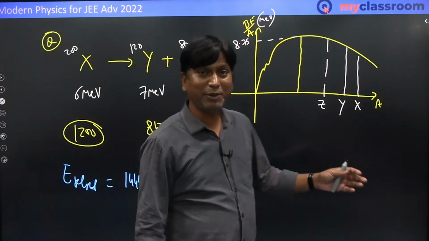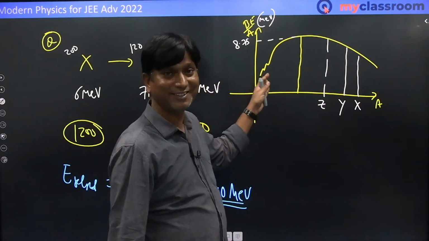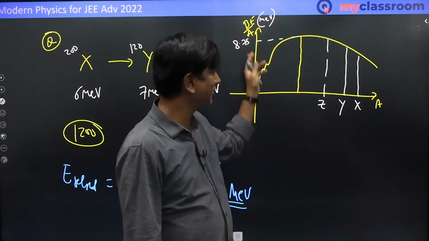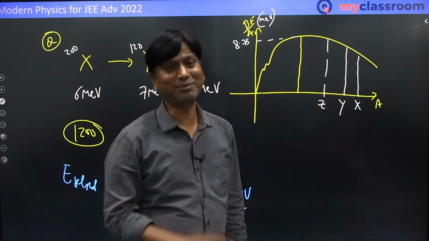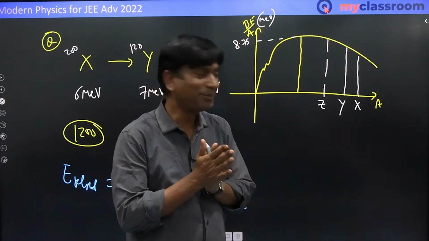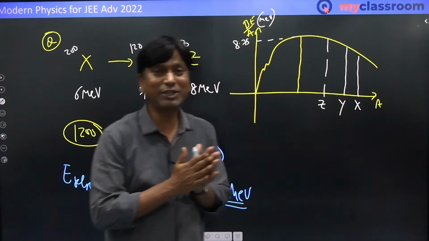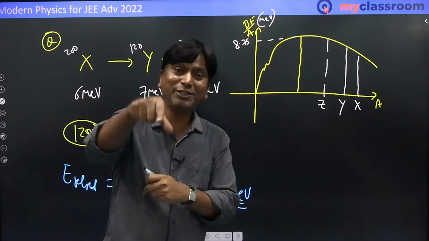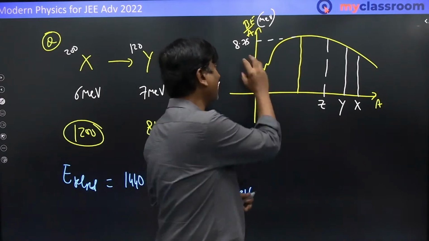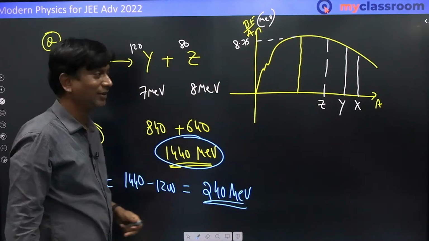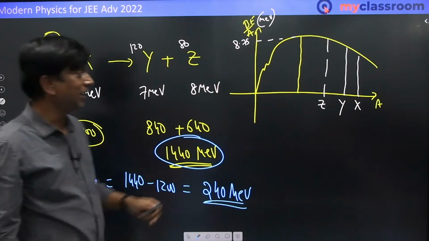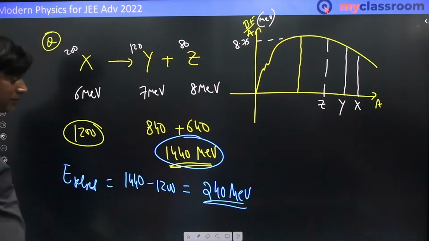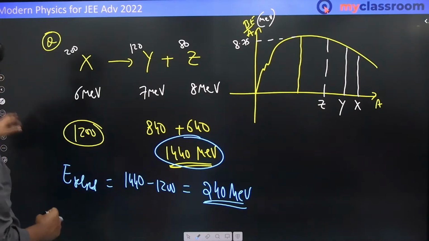But if the splitting is taking place on the left side of this curve, then energy will be absorbed. Similarly, when you take fusion, two lighter nuclei combine to form a heavier one, and if energy is to be released, that should happen on this side only. That is the main theme when you talk about the curve of binding energy per nucleon. Right, so next we will move on to the next question.